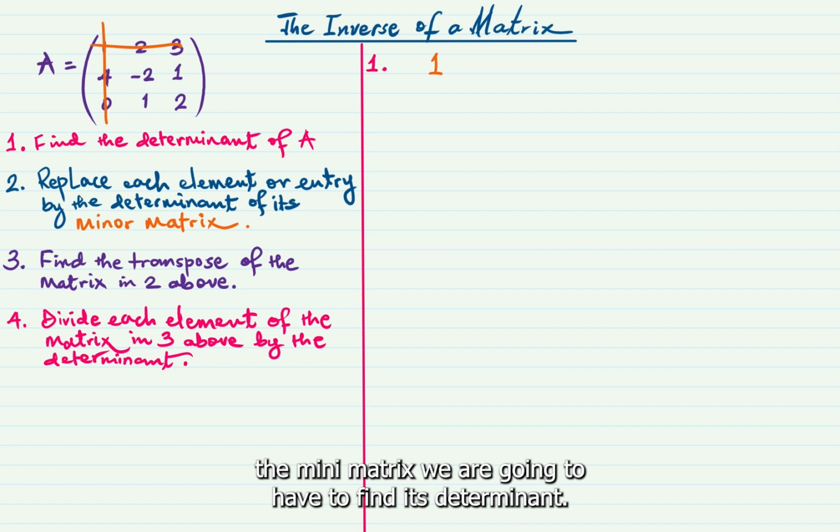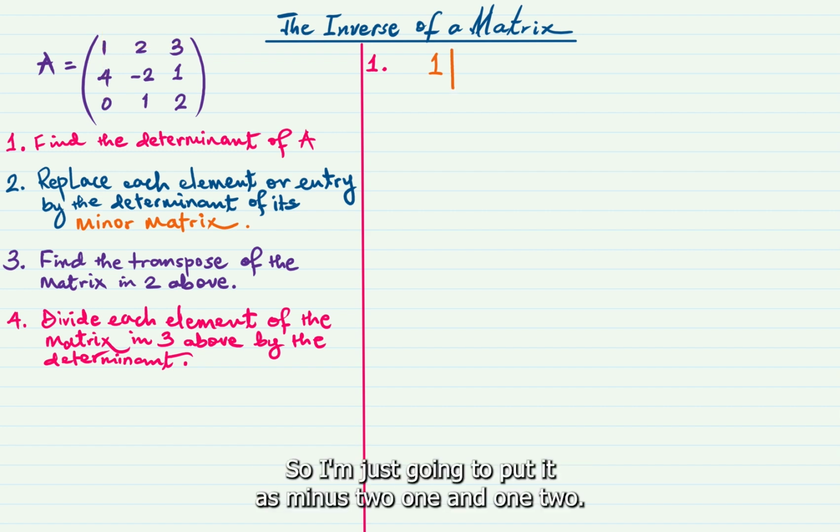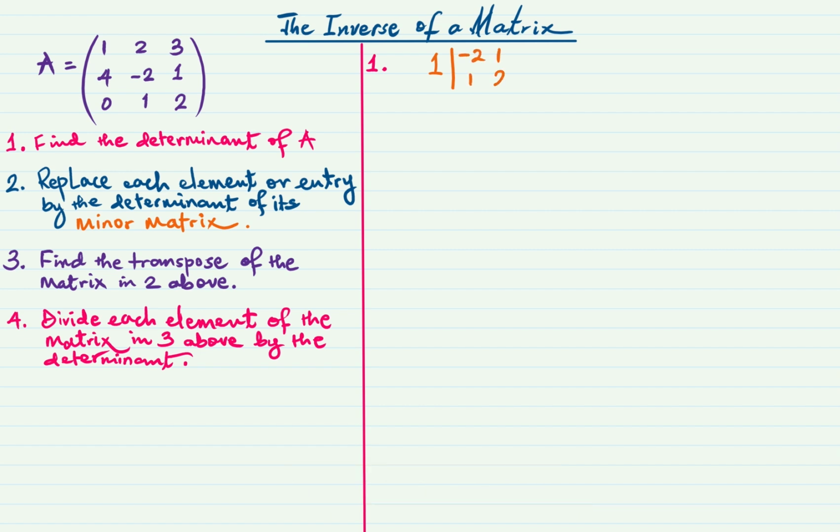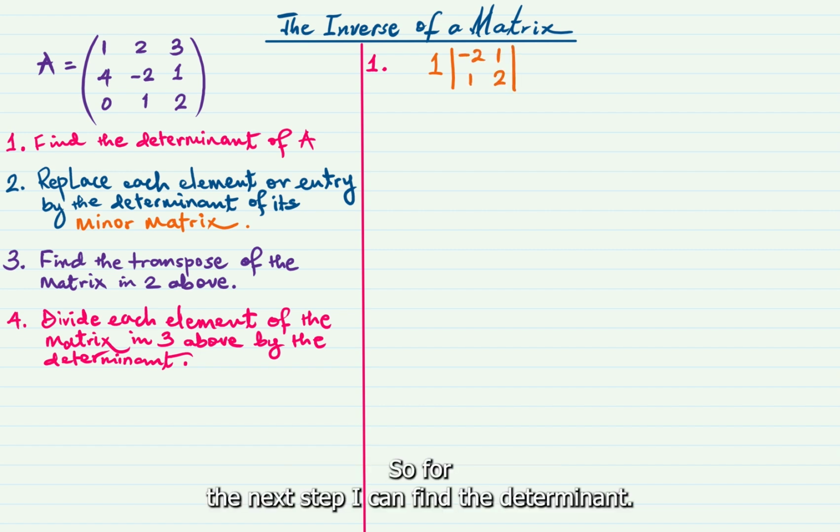That mini matrix, we are going to have to find its determinant. So I'm just going to put it as -2, 1, and 1, 2, so that for the next step, I can find the determinant.